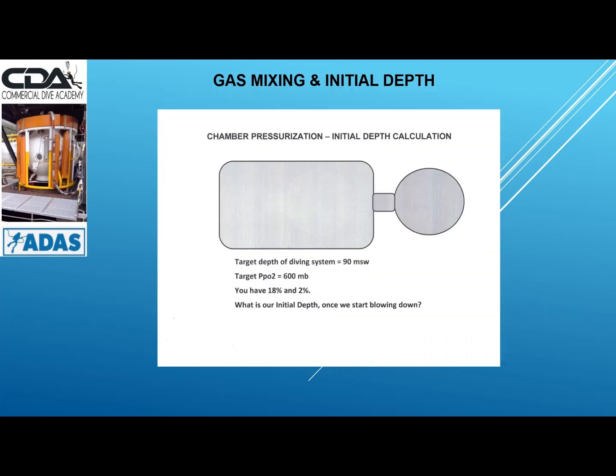Okay, gas mixing and initial depth. Now we're going to talk about something else. It is actually gas mixing, but it's inside the chamber with the people inside the chamber. And we call it the initial depth calculation. So this is what we have. We've got a target depth. We're going to 90 metres. We want to get 600 millibars when we reach there. We want a PPO2 of 600 millibars or 0.6 PPO2 bar. And you have 18% and 2%. What is our initial depth once we start blowing down? So that's the question.